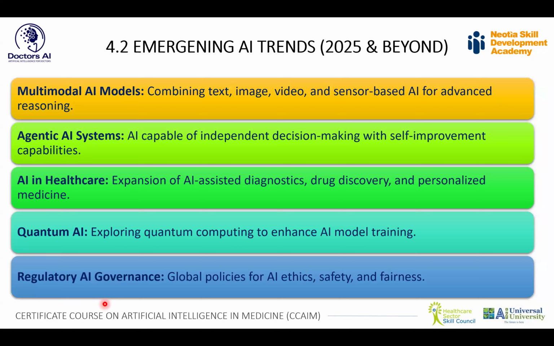So, emerging AI trends this year and beyond. A is multimodal AI models. This is something that we have experienced since 2023. You had multimodal ChatGPT coming in, multimodal Gemini coming in, which combine text, image, video, and sensor-based AI for advanced reasoning. As we go into 25, you will be finding a lot of agentic AI systems coming in. Here, AI will be capable of independent decision making with self-improvement capabilities. You're looking at autonomous functioning of AI agents. We are seeing use of AI in healthcare. That's what the whole course is all about.